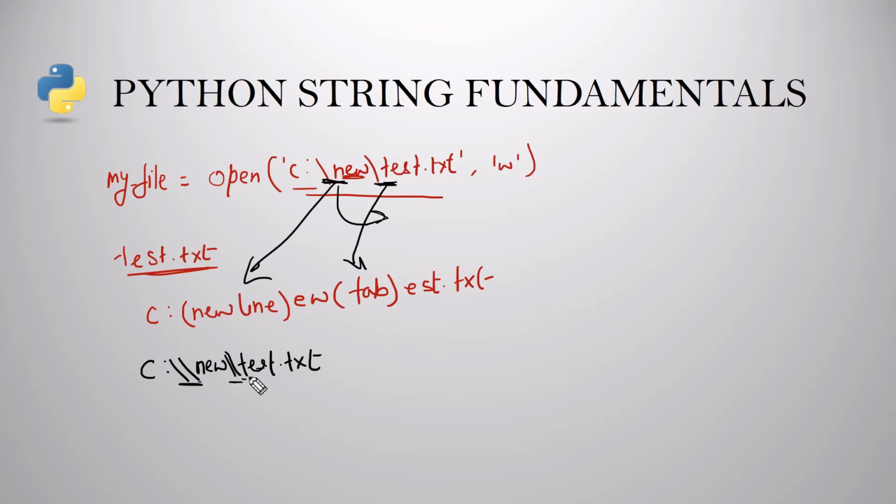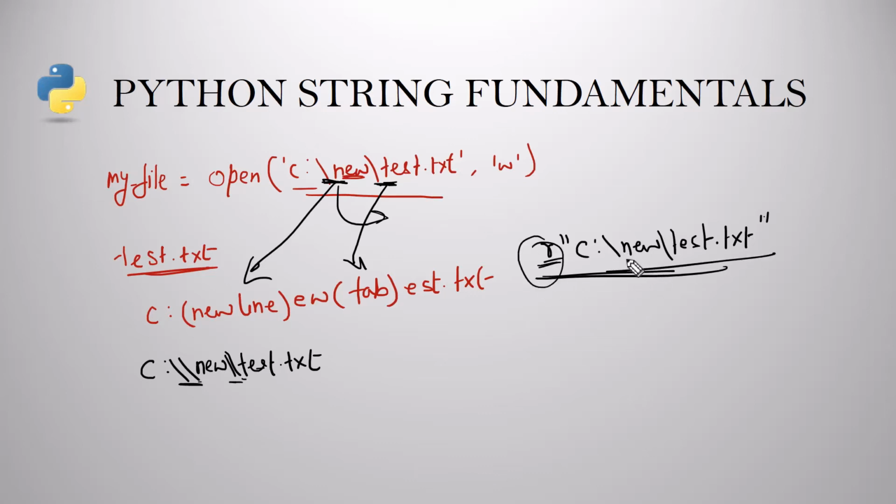So for example, if you're using a raw string, you have to give r, then c:\new\test.txt. What this r will do, it tells Python this is a raw string and you don't need to escape or treat backslash as a special character. So when Python sees this, it's just text.